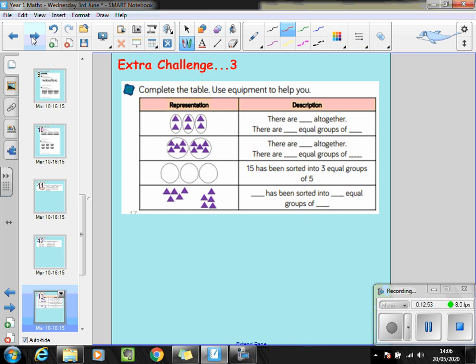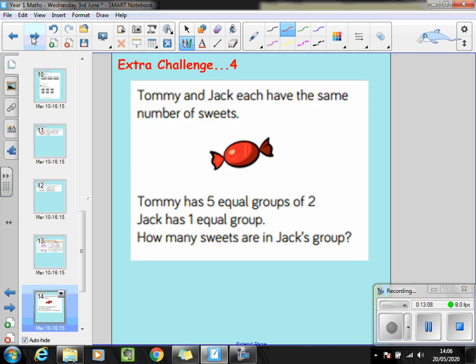Extra challenge 3. Have a go at completing the table and use equipment if you need to. So we've got an abstract representation of grouping and then some descriptions where you need to finish the sentences. Extra challenge 4. Tommy and Jack each have the same number of sweets. Tommy has 5 equal groups of 2. Jack has 1 equal group. How many sweets are there in Jack's group?